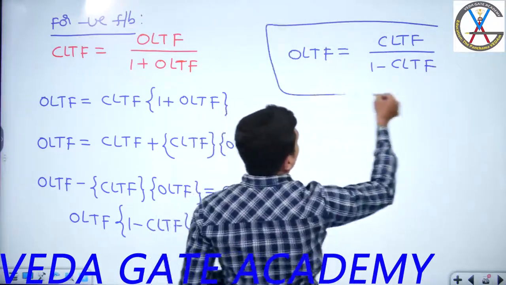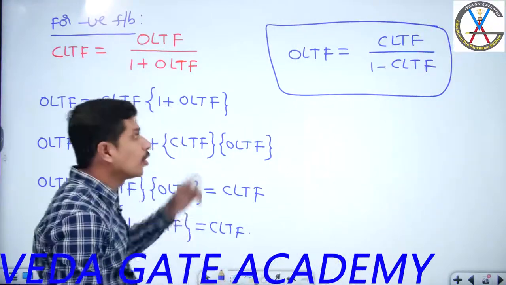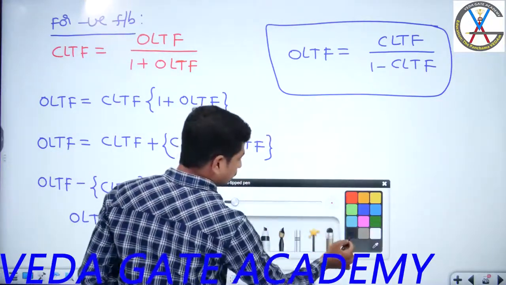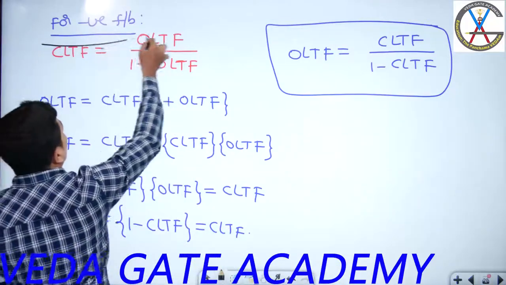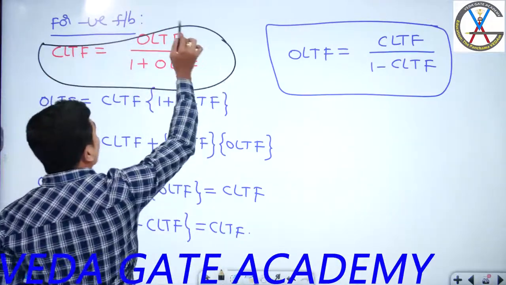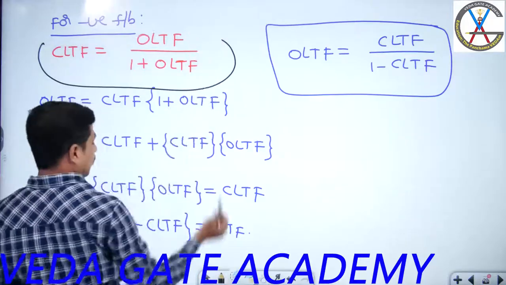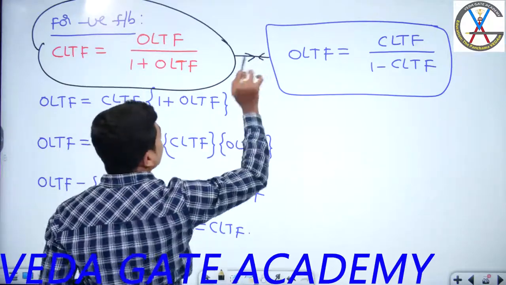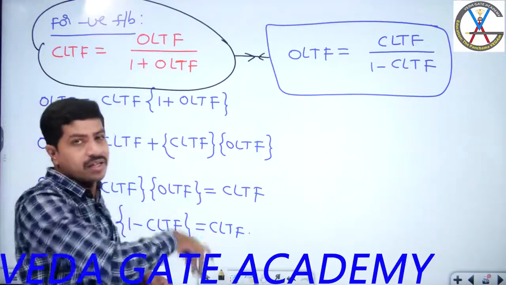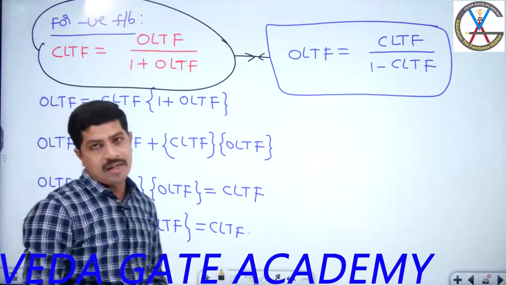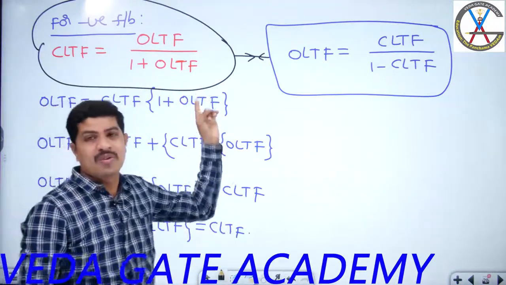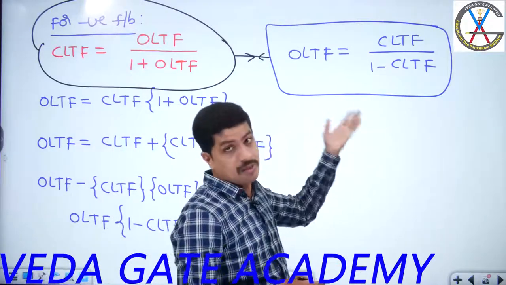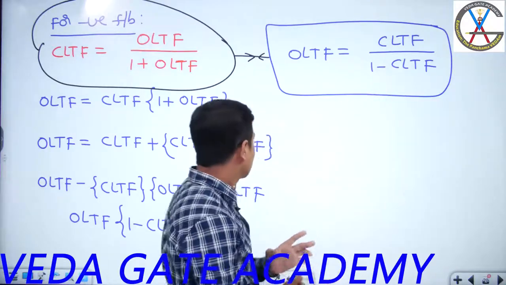Is this for negative feedback or positive feedback? Negative feedback, we are under negative feedback. Observe, from this one we derive that one, and from that we can get this one. For negative feedback, closed loop transfer function is equal to open loop transfer function by 1 plus open loop transfer function. And after simplification, OLTF in terms of CLTF, OLTF is equal to CLTF by 1 minus CLTF.